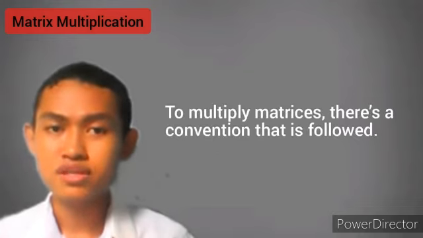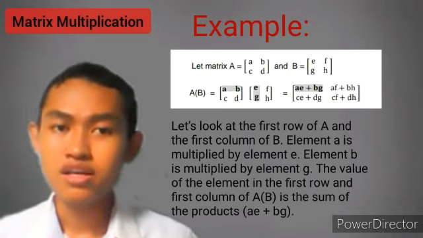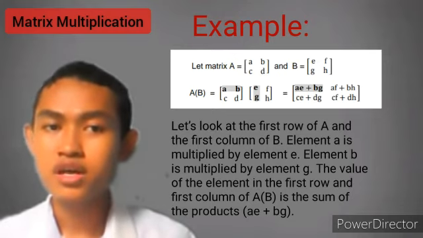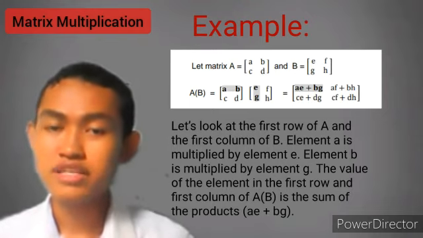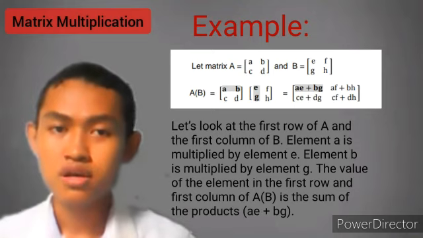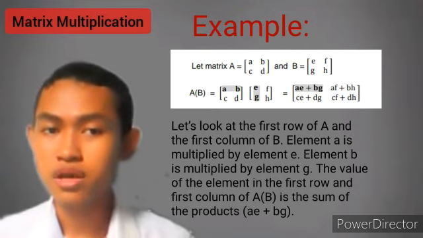To multiply matrices, there's a convention that is followed. Let matrix A be a, b, c, d and matrix B be e, f, g, h. Let's look at the first row of A and the first column of B. Element a is multiplied by element e. Element b is multiplied by element g. The value of the element in the first row and first column of A multiplied by B is the sum of the products, ae plus bg.